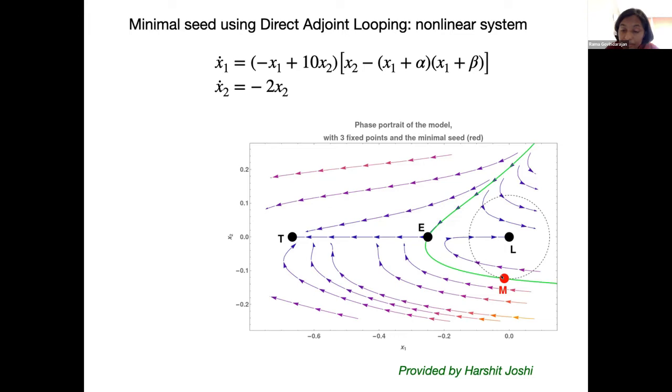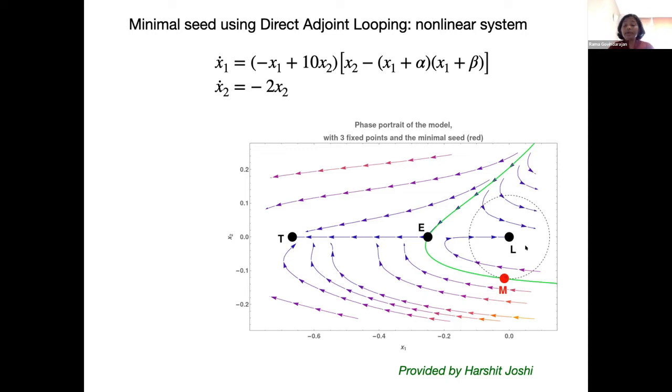So if this is x1 versus x2 in this plot, and this is my x1, x2 at time equal to 0, where I start a teeny bit outside the green line, I can be very sure that I'm on the turbulent side of the basin boundary. So this is the minimal seed.